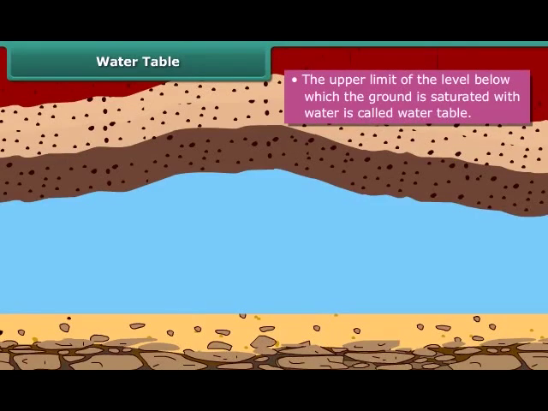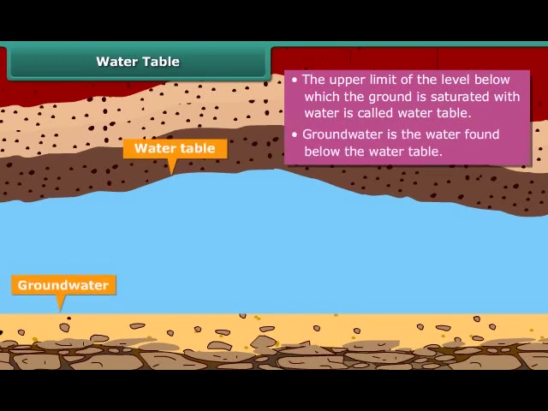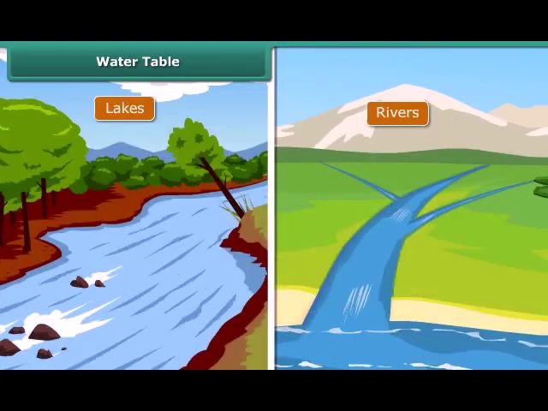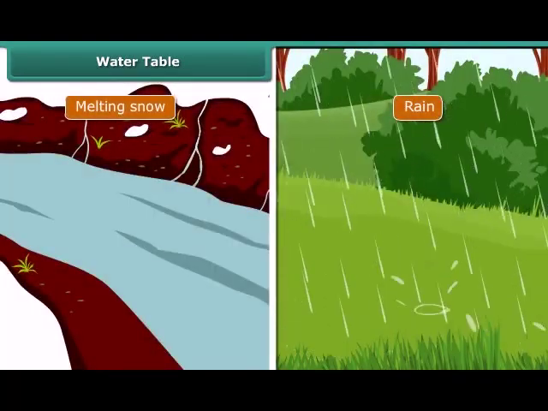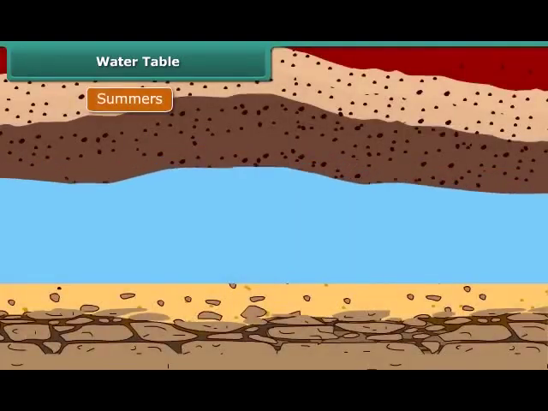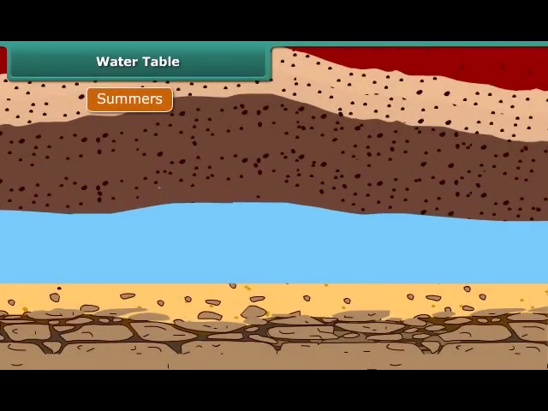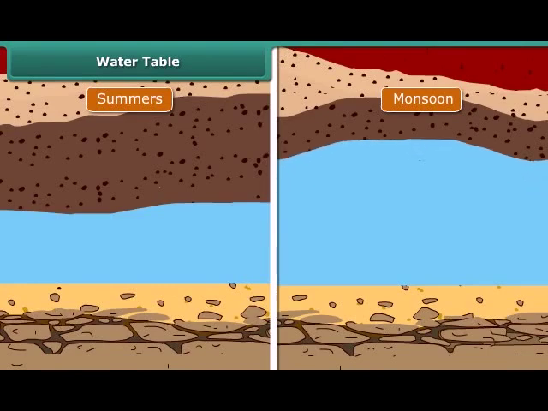The upper limit of the level below which the ground is saturated with water is called water table. Groundwater is the water found below the water table. Runoffs from lakes and rivers, melting snow and rain lead to the formation of water table. Seasonal fluctuations in water table are common. During summers, the water table goes down, but during monsoon, its level rises.